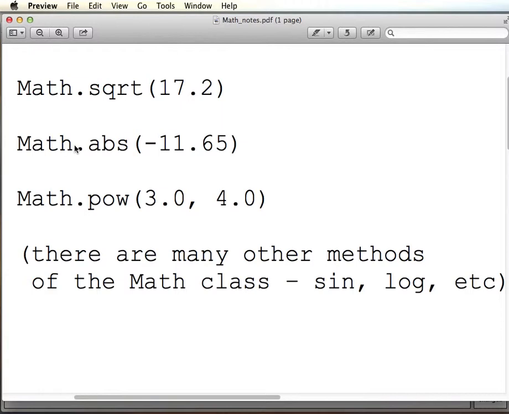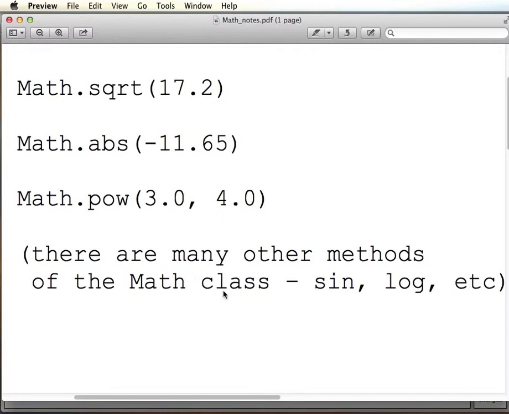Just to give you the complete list of mathematical things I need you to know in the Math class, there's also Math.abs, which is, of course, absolute value. In this case, the absolute value of negative 11.65 is positive 11.65. Then the last one is exponents or powers. So we have Math.pow. This does 3 to the fourth, and you don't need to put the 0.0. I was just showing you that it's a double. So 3 to the fourth is 3 times 3 times 3 times 3, which would be 81.